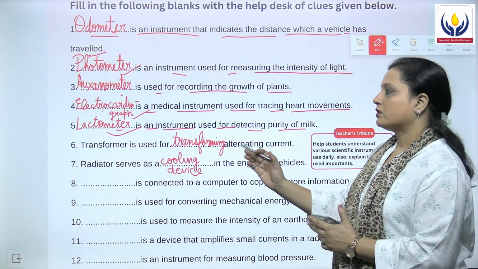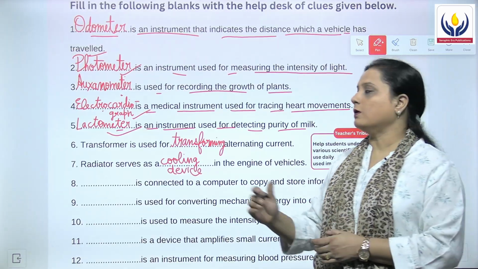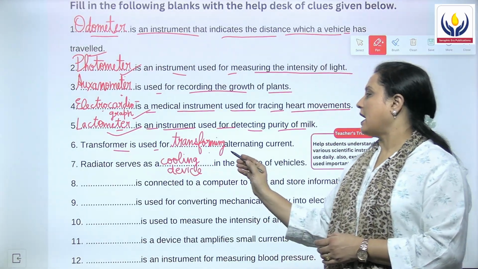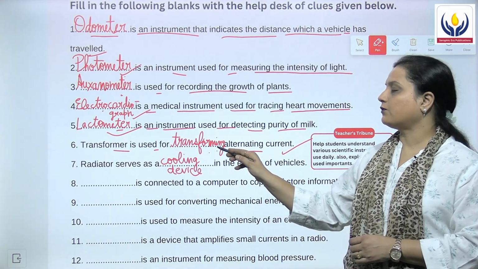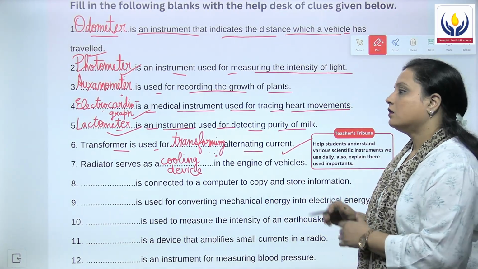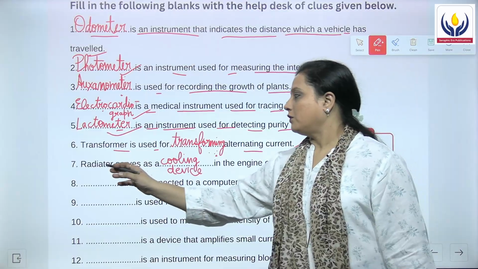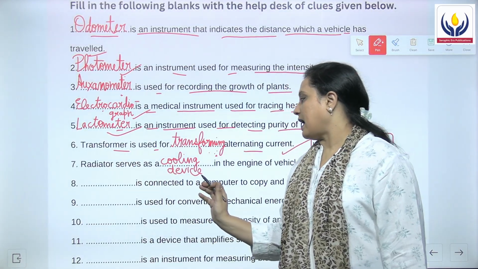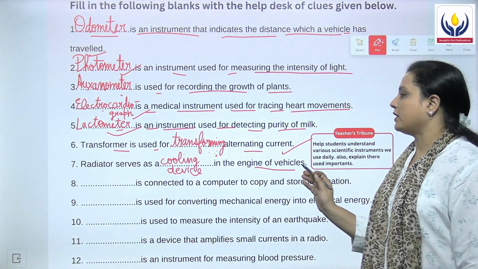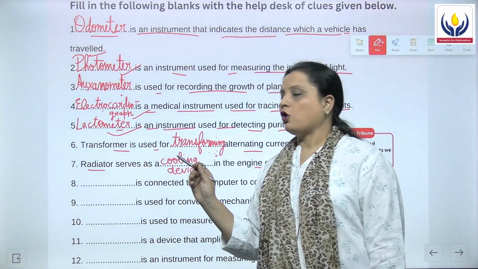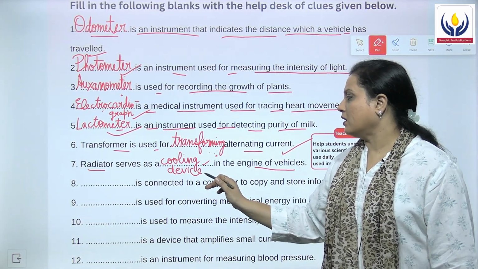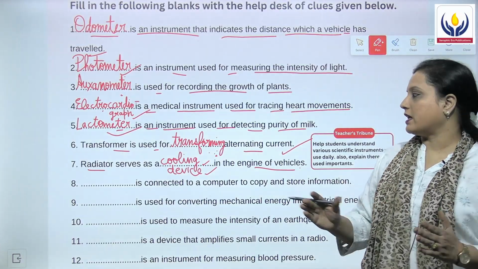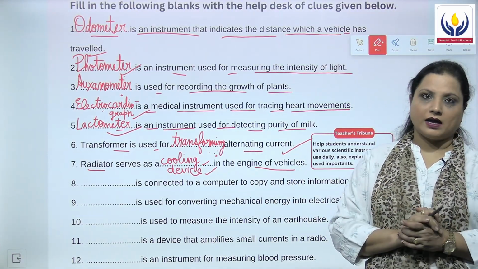Lactometer. Sixth is transformer is used for dash alternating current, and the answer is transforming. Next, the seventh one. Radiator serves as a dash in the engine of vehicles. So what is the purpose or use of radiator? It serves as a cooling device.